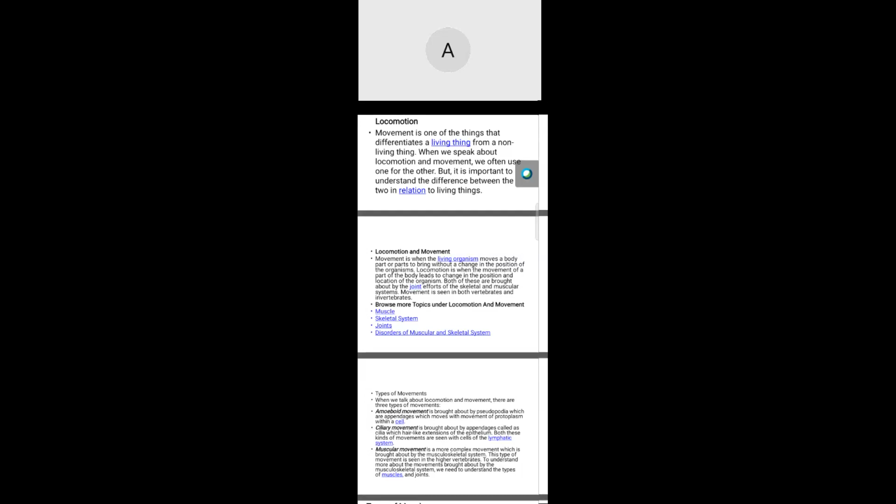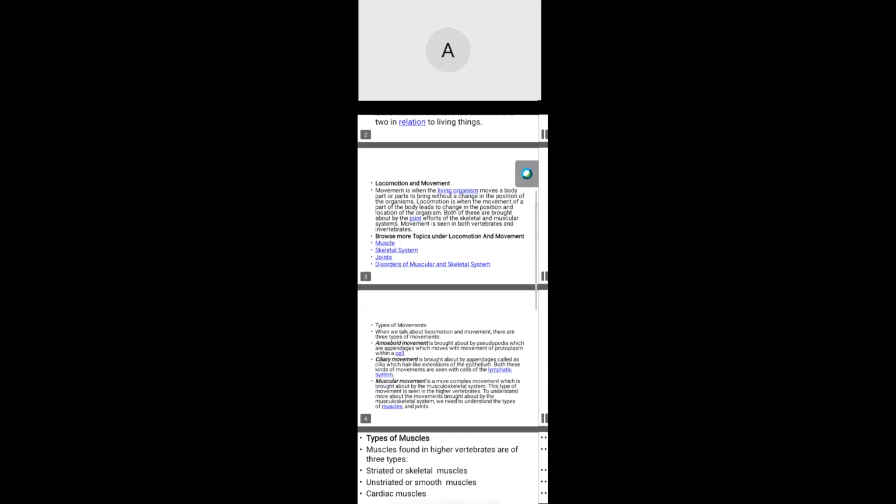Locomotion is when the movement of a part of the body leads to a change in the position and location of the organism. Both of these are brought about by the joint effort of the skeletal and muscular system. Movement is seen in both vertebrates and invertebrates. Browse more topics under locomotion and movement: muscular and skeletal system.